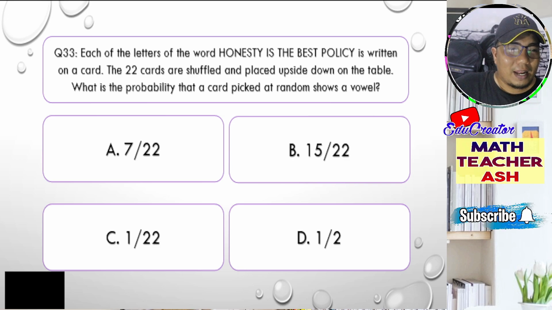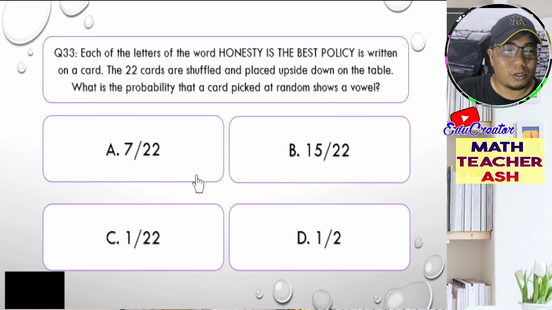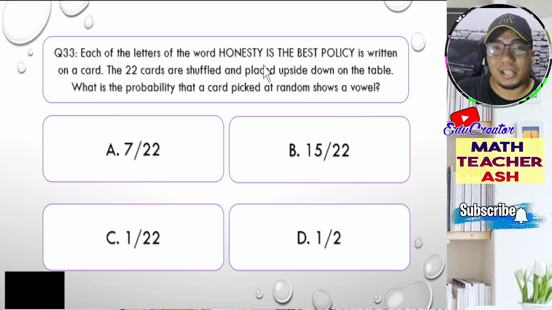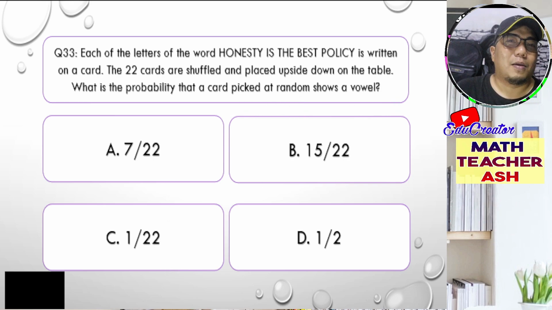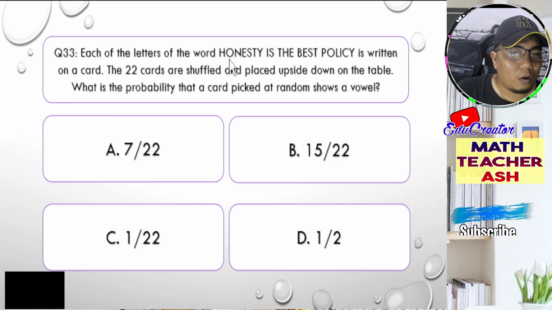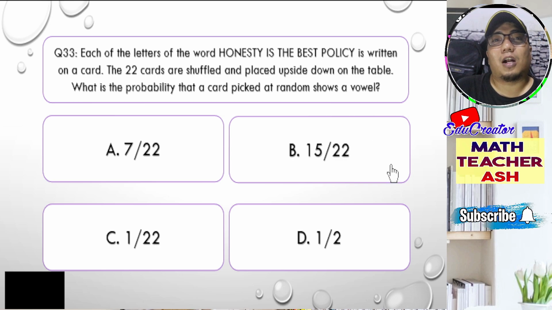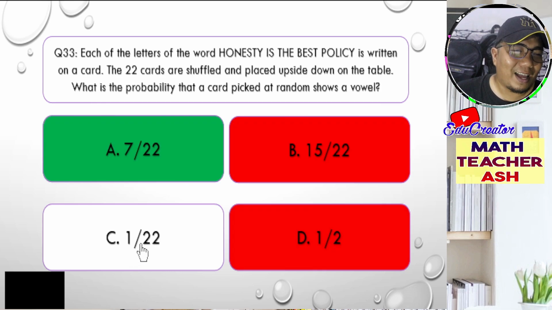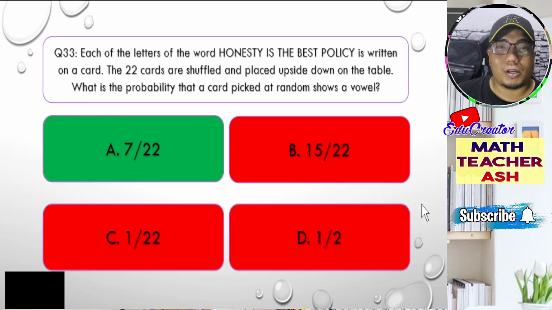Okay, math learners. Now, what we need to do here is consider how many letters are there in "honesty is the best policy." Of course, as we can see in our choices, it has mostly the same denominator, and that is 22. So, there are 22 letters here. Now, we will be counting the vowels because that is the one being asked in the problem. How many vowels are there? 1, 2, 3, 4, 5, 6, 7. So there are 7 vowels. Therefore, the correct answer here is 7 out of 22, or 7 over 22. I hope you got that one, my dear math learners. Now, let us go to question number 34.